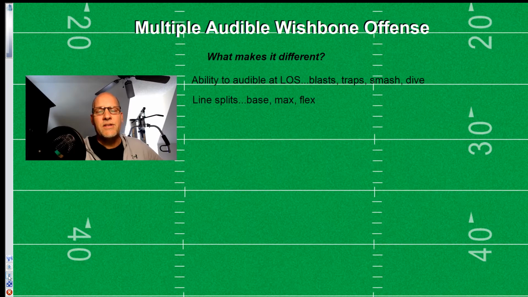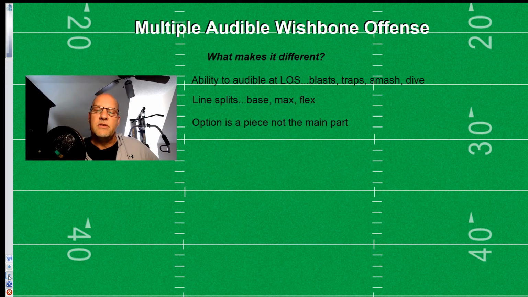The other thing is our line splits. It starts with a base split. Our base splits are 2 foot, 3 foot, 4 foot. That's right, 2, 3, 4. That's pretty big. I can go max splits, so I can really spread people out, which would be 3 feet, 4 feet, 5 feet. And then also flex split, which would take me a couple minutes to describe. But so we have 3 different ways of dealing with our line splits.